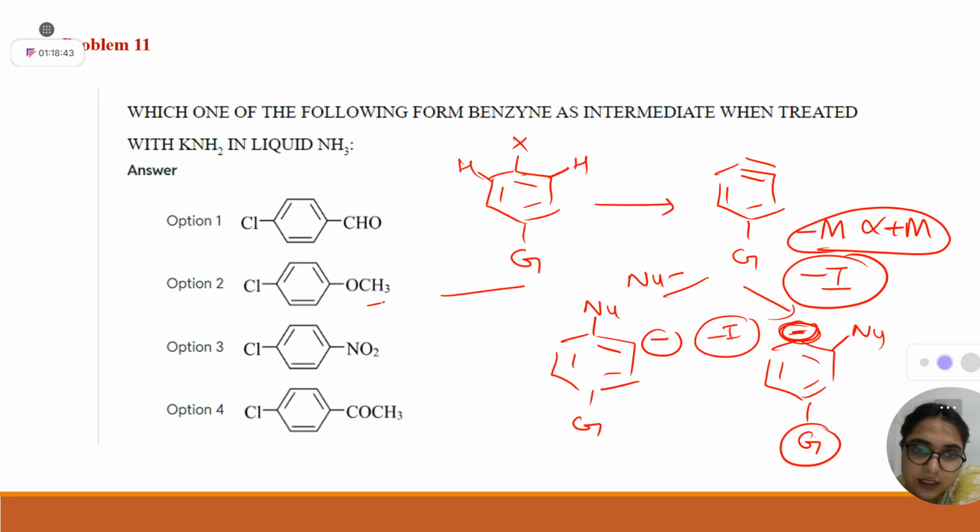OCH3 has minus I or plus I? It has minus I. It also has plus M. But if we look at the inductive effect, OCH3 is minus I, yes or no? NO2 is your minus I, minus M. This is again minus I, minus M. This is minus M. If you look at all the options, in all the options it can form benzyne. Yes or no?